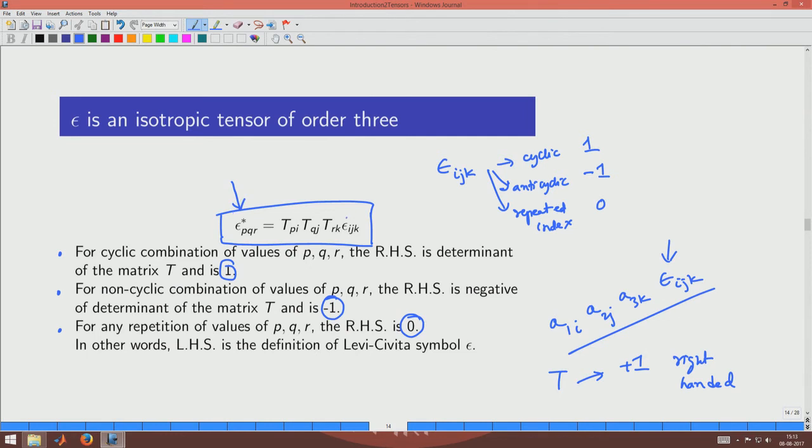So, we have started with the old coordinate system having epsilon, and we have landed up with the new coordinate system also having the epsilon with the same values for the same type of indices, which means that epsilon must be an isotropic tensor of order 3.